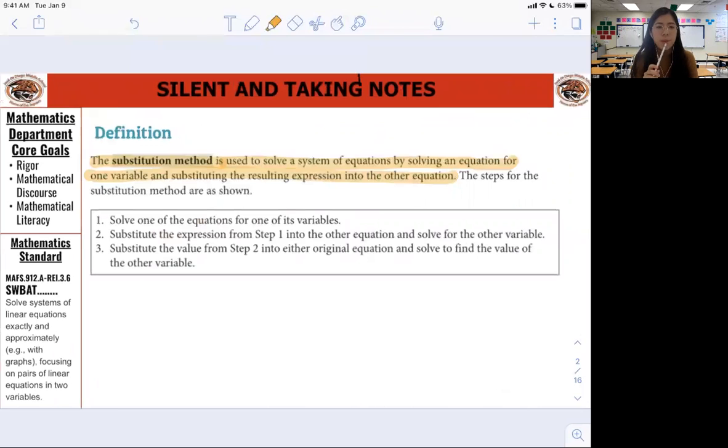So the substitution method is one method. We're going to learn a different one tomorrow, but it's one method for solving a system of equations. And for now, just write it down. We'll go through it together, as always. I know definitions never make sense at first, but it'll all come together in just a moment.